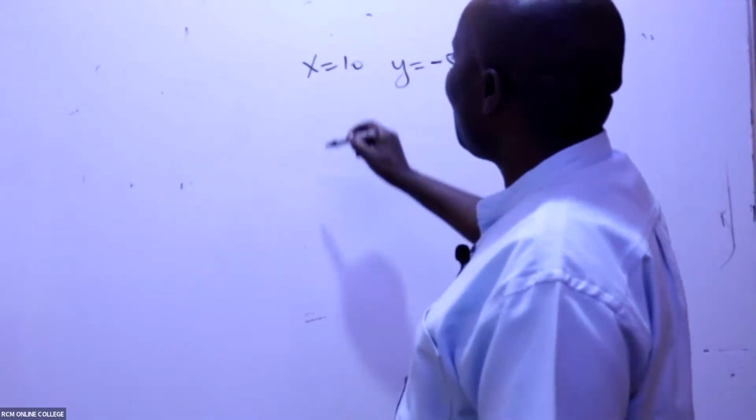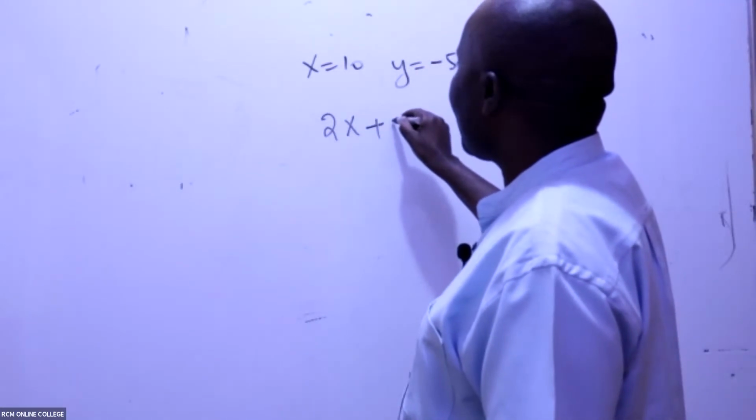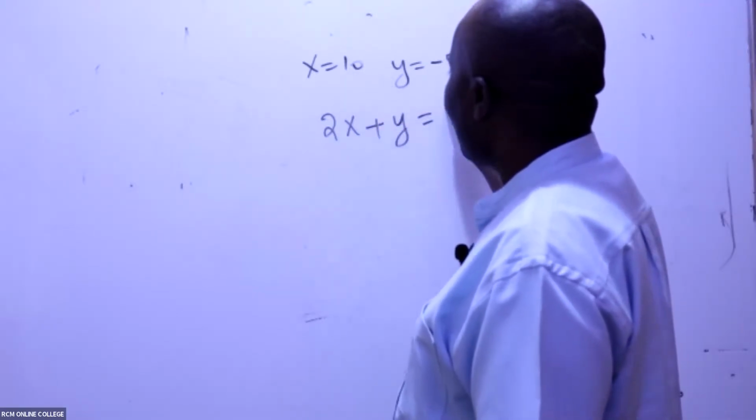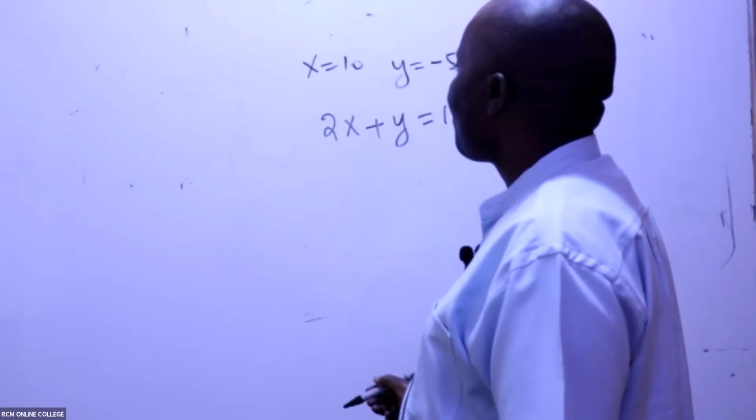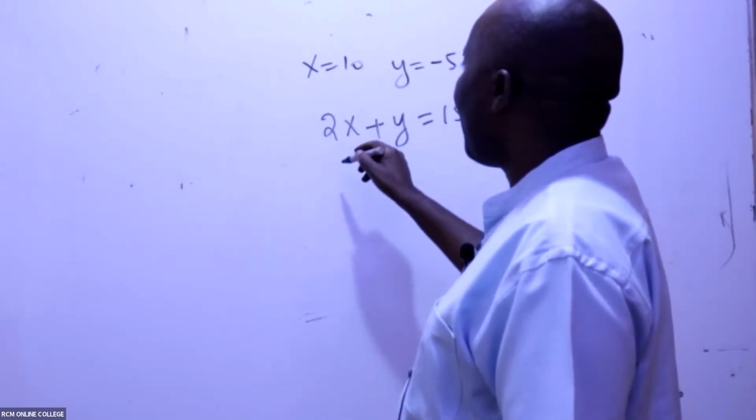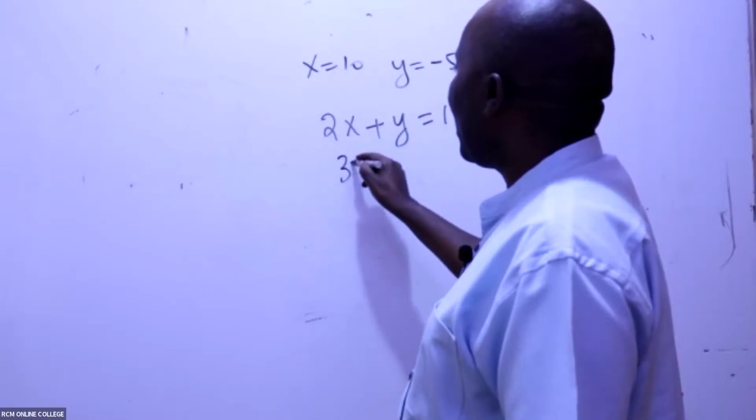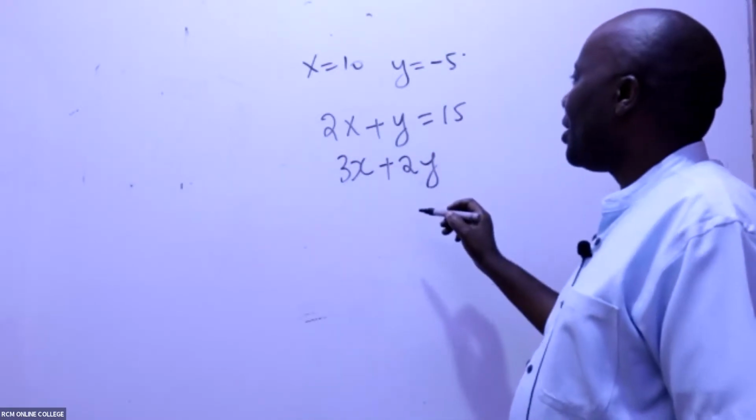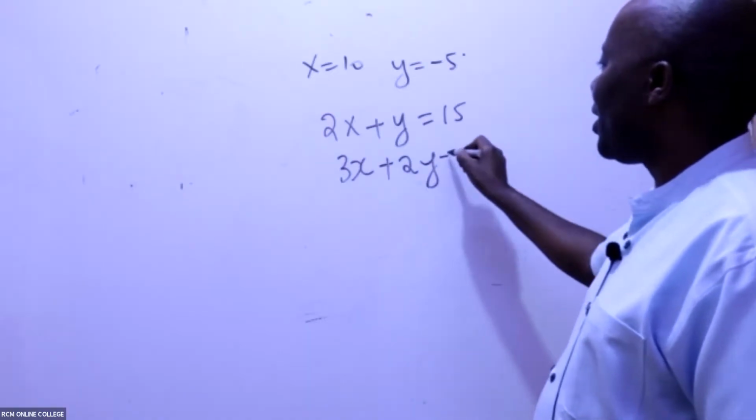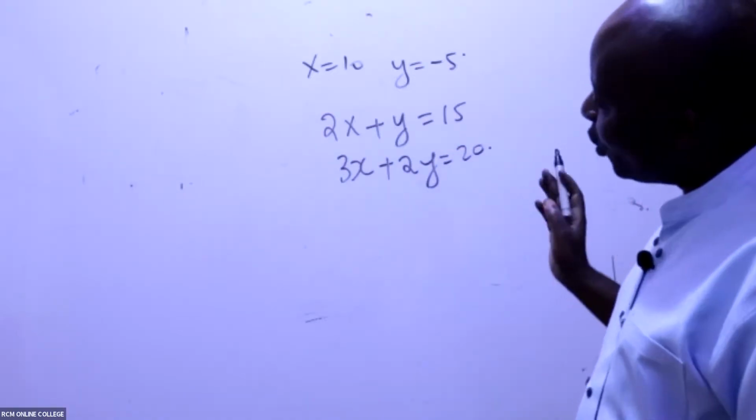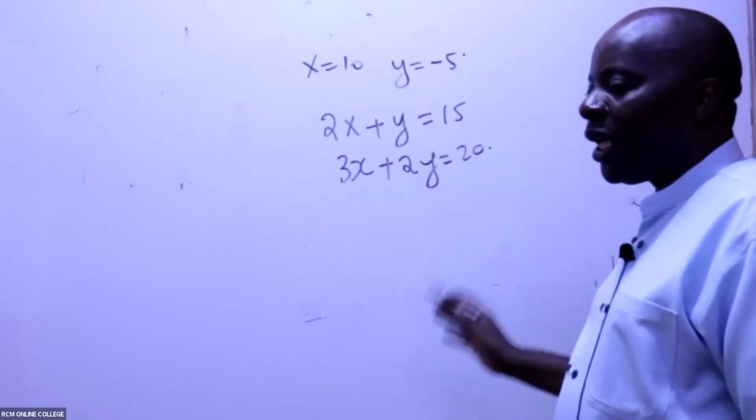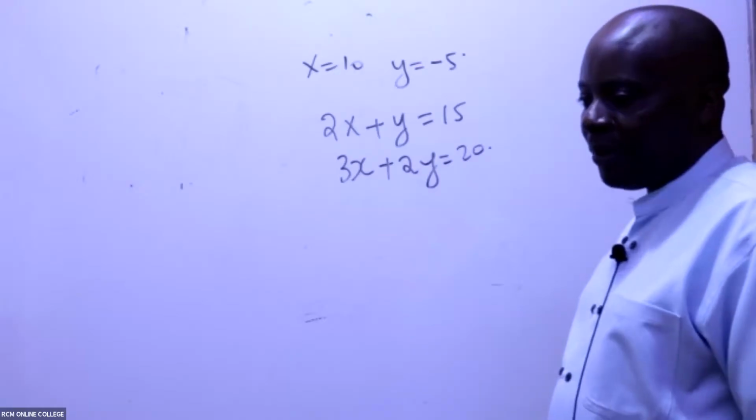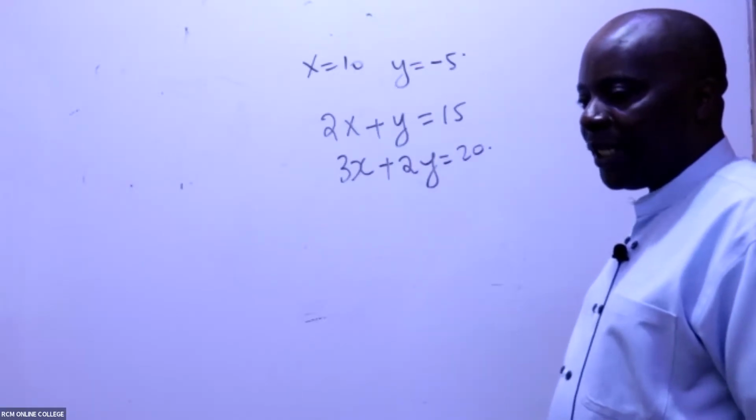Let's form equations. So 2x plus y, this will be 20 minus 5, so this is 15. And then we have here, for example, 3x plus 2y, so this will be 30 minus 10, 20. So if you're given these two equations, and somebody tells you, hey, use Cramer's rule, give me the value of x. Cramer's rule is the model of what here?